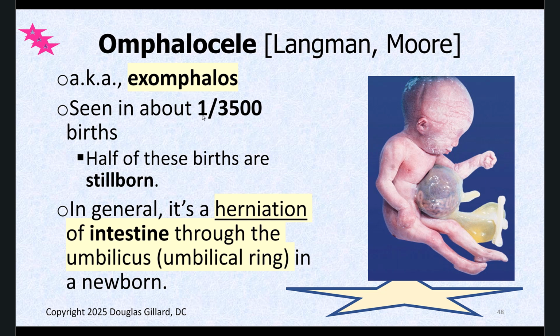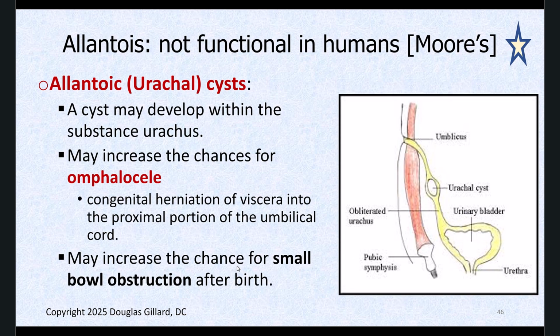Pretty rare, though not crazy rare, 1 in 3,500 births, so they definitely happen. And unfortunately, about 50% of the kids with these things are stillborn, meaning they didn't make it. And it is a herniation. The key, take home message here, is it's through the umbilical ring. Exomphalos, we said that's the AKA. The other defect we'll talk about is outside of the umbilical ring.